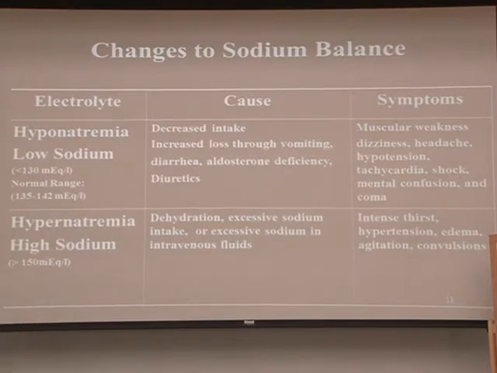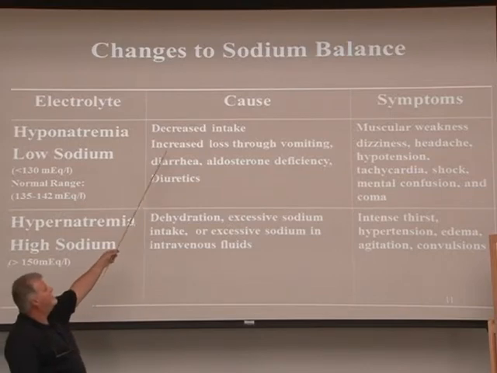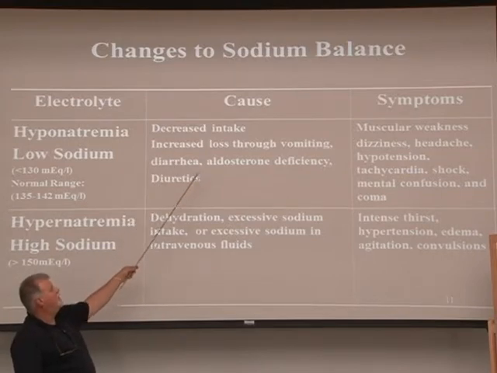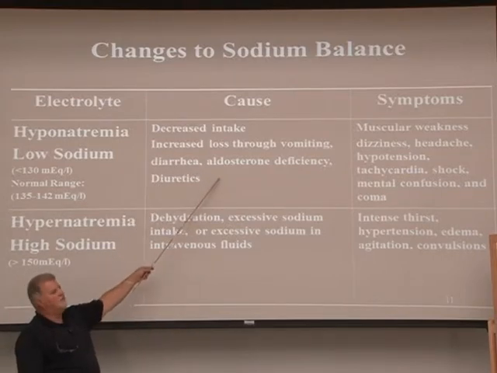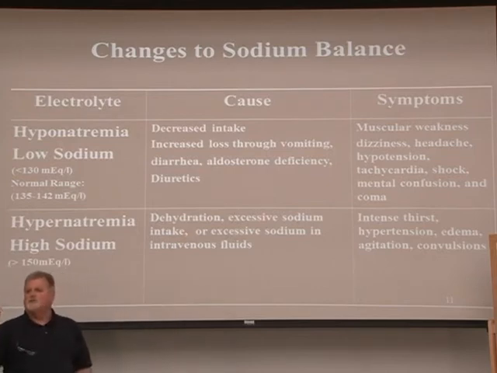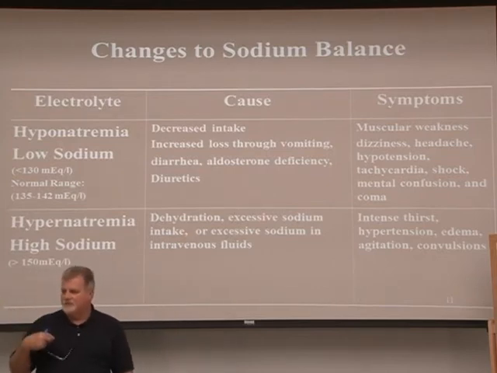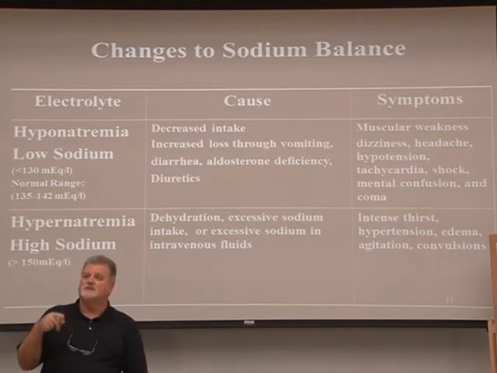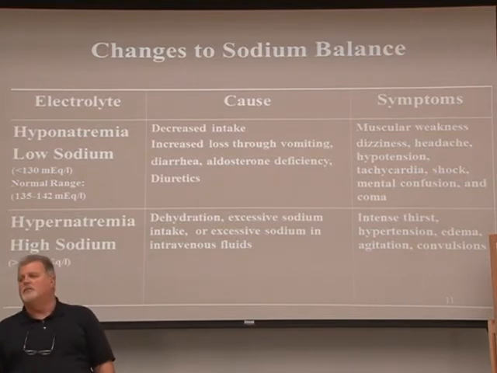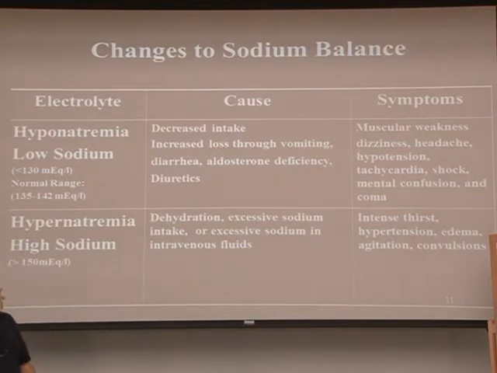The reason you get there is a decrease in intake, or you have diarrhea, vomiting, or an aldosterone deficiency. Remember, aldosterone helps you reabsorb sodium. So if your body's not producing aldosterone, you would be peeing sodium out in higher concentrations all the time. That would put you in a state of hyponatremia.